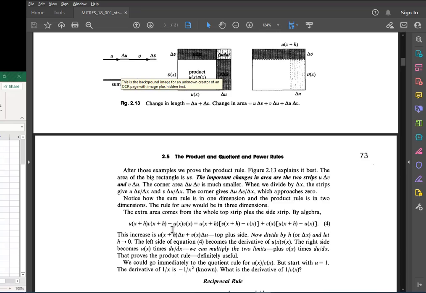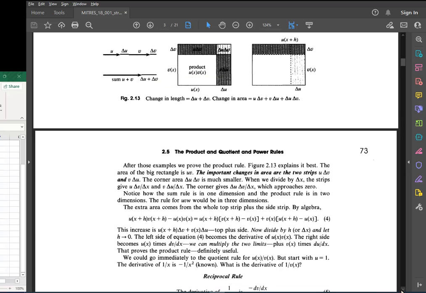Sorry, I should divide by h first. If I divide this by h, then here you'll get the derivative of u times v, and then here you get your u times v prime plus v times u prime. All right? Right. Now what about the reciprocal rule?